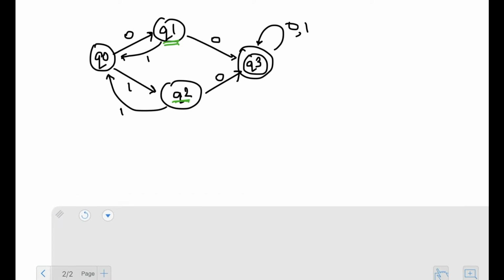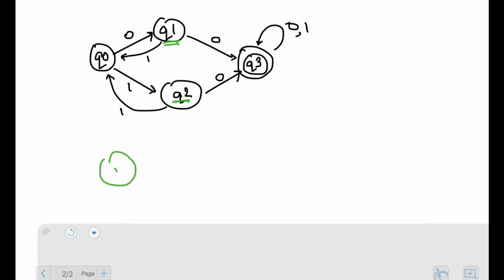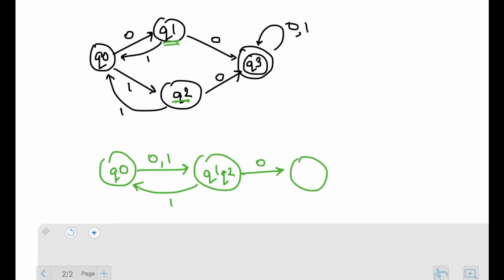So the new DFA that I can draw after minimizing the DFA right here is a Q0 right here, which goes to a state which I'll call Q1, Q2. And this makes a transition on a 0 or a 1. And from Q1, Q2, I come back to Q0 on a 1. And I go to Q3 on a 0. So I have Q3 right here, and this stays on itself on 0 and 1. So now we have minimized the above DFA to another DFA with just 3 states.